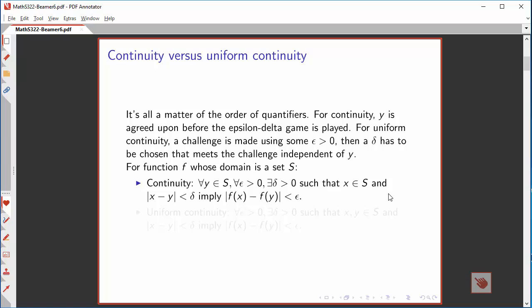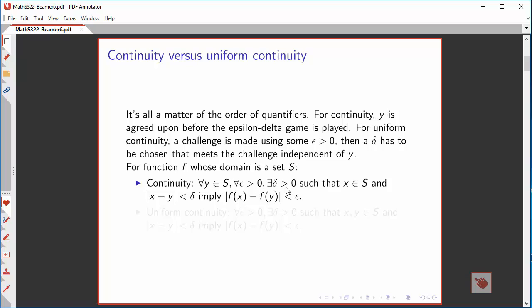If we're playing the continuity game, we start by agreeing on some value y in the domain of the function before we ever think about epsilons and deltas. For uniform continuity, we're going to pick an epsilon before selecting y, but for continuity, we first choose the y in the domain. Then I challenge you with some positive epsilon, presumably rather small.